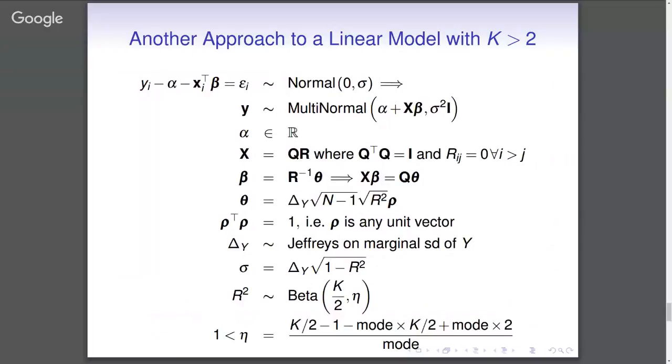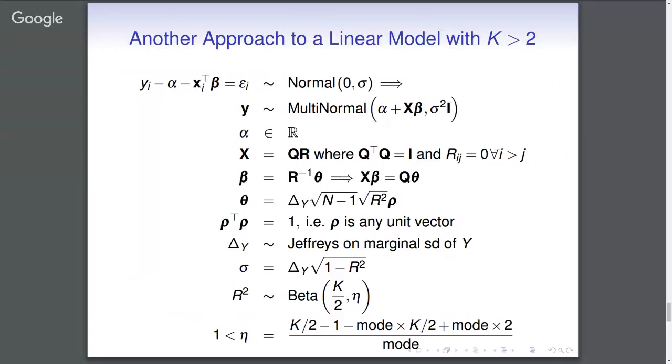Here is another approach to estimating a linear model that's implemented in the RStanArm package that works when you have more than 2 predictors. Again, we're going to assume the errors are normal with mean 0, standard deviation sigma. Now I'm going to separate out the intercept. Before I just called that part of X, but it makes more sense in this case to separate it out. That assumption implies that Y altogether is multivariate normal with this mean vector and variance covariance matrix equal to sigma squared times the identity matrix.